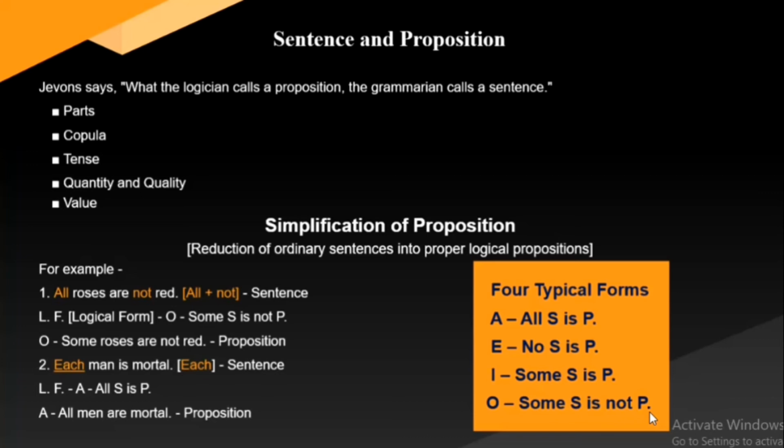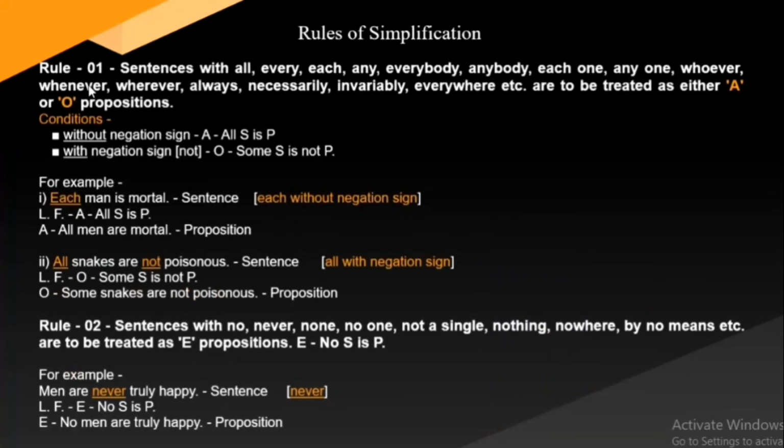A sentence with a word of rule 1 is to be treated as either A or O. So rule 1 is a conditional rule. Let us try to understand the conditions.